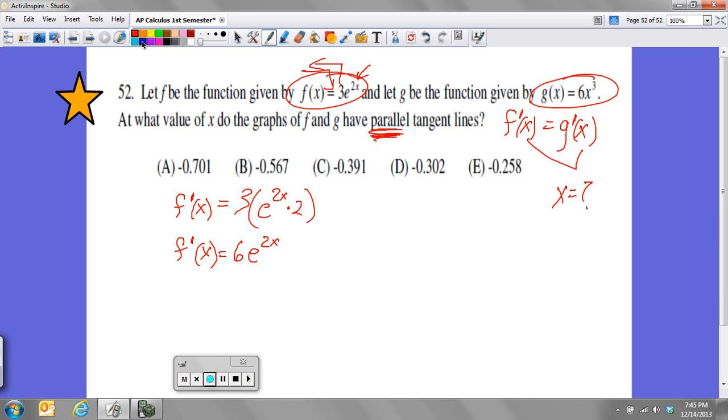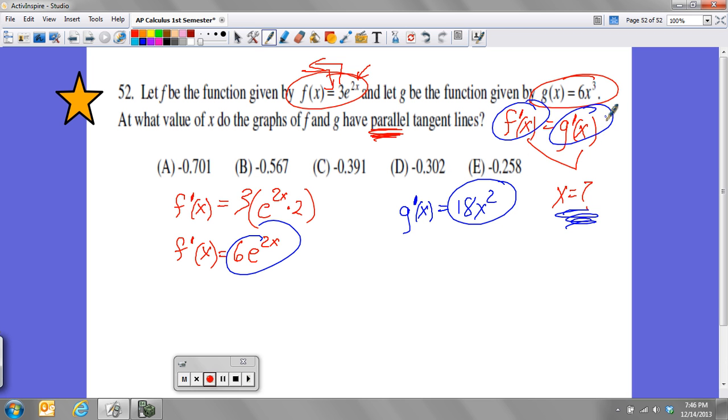Now we want to see what g prime of x is. Well, g of x is just regular power rule. So g prime of x is going to equal 18x squared. Where these two equal each other, that's where my intersection will happen. And that's what my answer will be, giving me two parallel lines here and here.